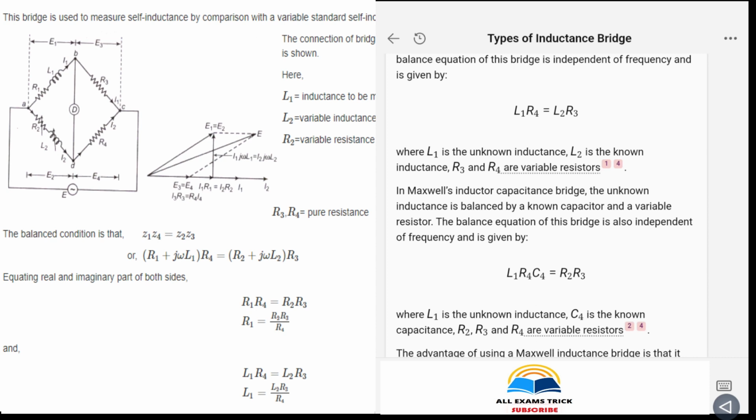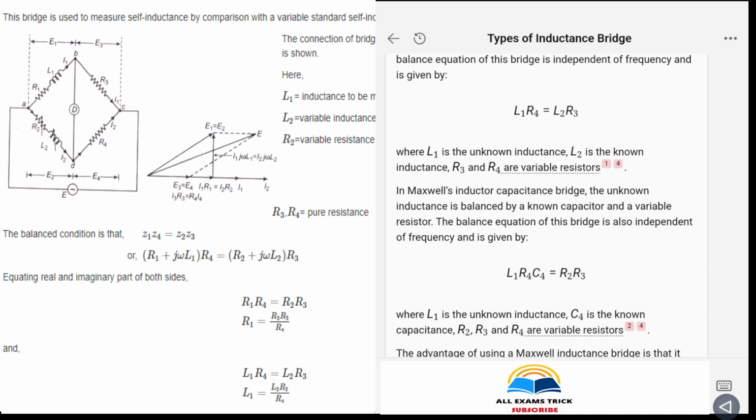In Maxwell's inductor capacitance bridge, the unknown inductance is balanced by a known capacitor and a variable resistor. The balance equation of this bridge is also independent of frequency and is given by the equation, where L1 is the unknown inductance, C4 is the known capacitance, R2, R3 and R4 are variable resistors.